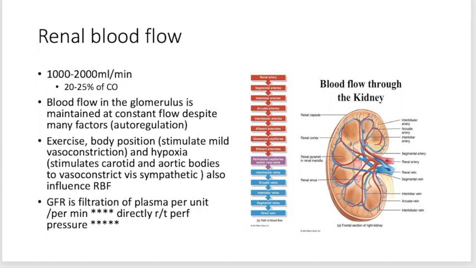When we take a look at renal blood flow, the kidneys are highly vascular and receive about 20 to 25% of the cardiac output per minute, which is equivalent to 1,000 to 2,000 milliliters per minute. And with a normal hematocrit, about 600 to 700 milliliters of the blood flowing through the kidney per minute is plasma. The renal plasma flow, approximately 20% of that is filtered through the glomerulus and passes into the Bowman capsule. The filtration of that plasma per unit is what gives us GFR, your glomerular filtration rate. And that is directly related to perfusion pressure of the kidney.